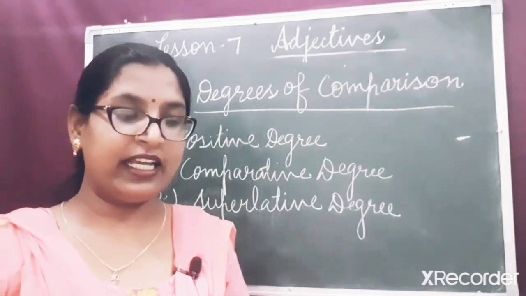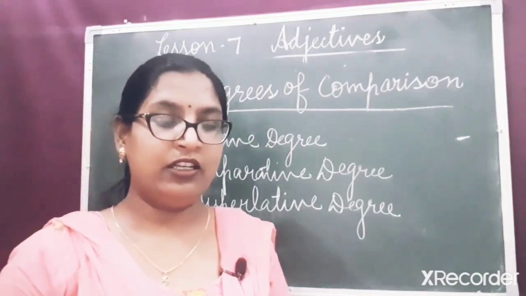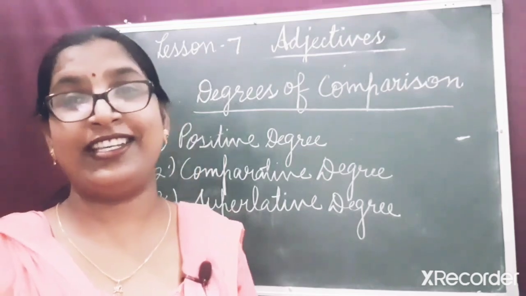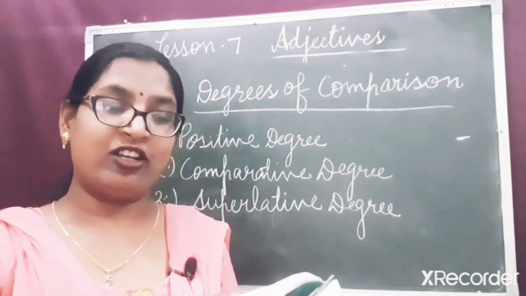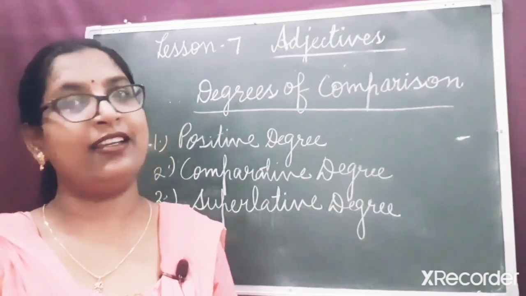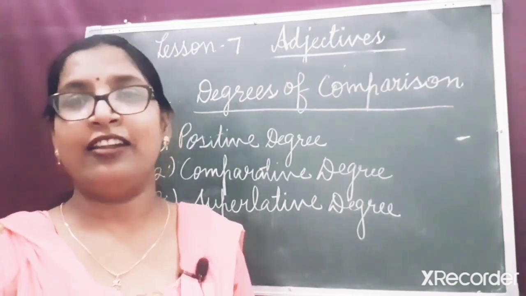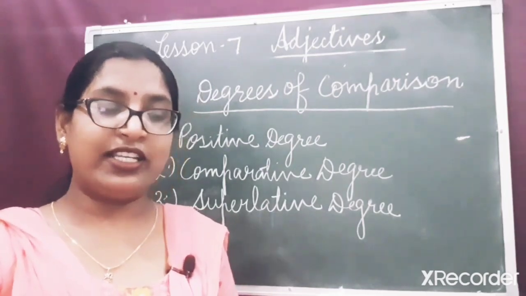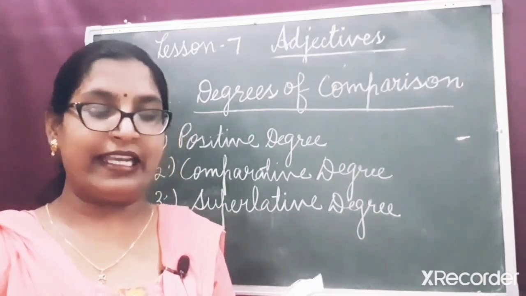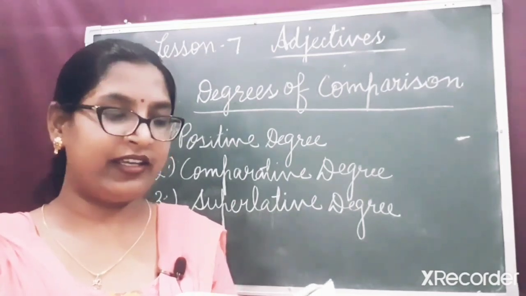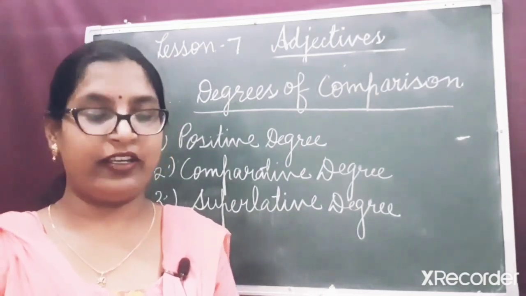Now let us see another table. Pretty, prettier, prettiest. Here we can see some changes. Here comparative and superlative degrees are not made by adding ER or EST directly. That means we are going to study another rule. Greedy, greedier, greediest. Lazy, lazier, laziest. Lucky, luckier, luckiest. Heavy, heavier, heaviest.